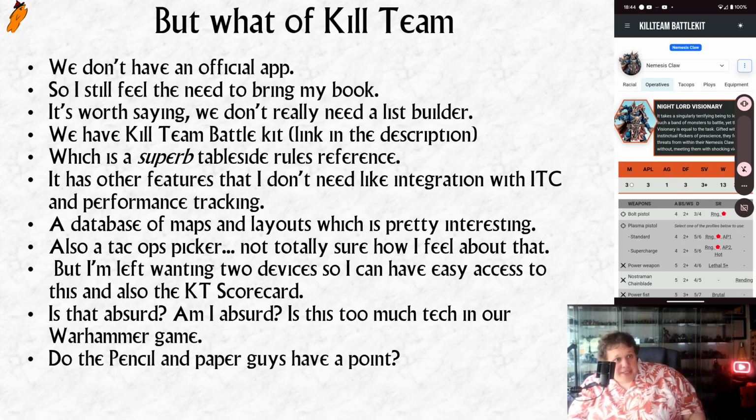However, all that being said, this Kill Team Battle Kit, which I will definitely try and put a link to in the description, is amazing. I've included a screenshot there of the Night Lords reference, and you can see it on the top. It says racial, but it's the core abilities, a list of all the operatives, tac ops, the ploys, and the equipment, and it's all there. So as tabletop reference, this is superb. Generally 10 out of 10, top tier.